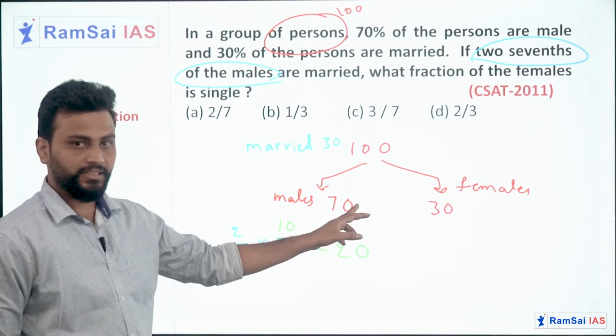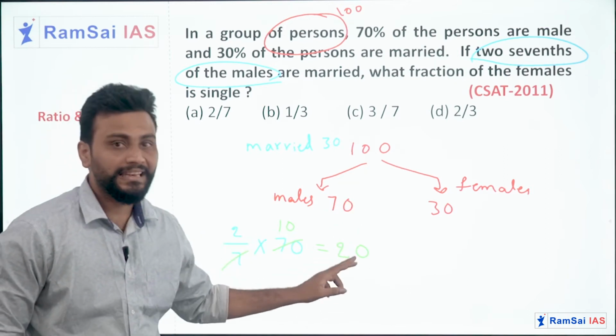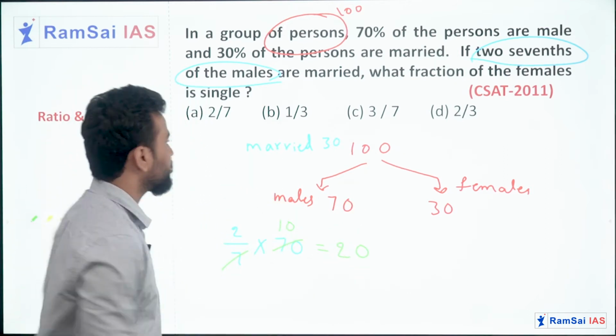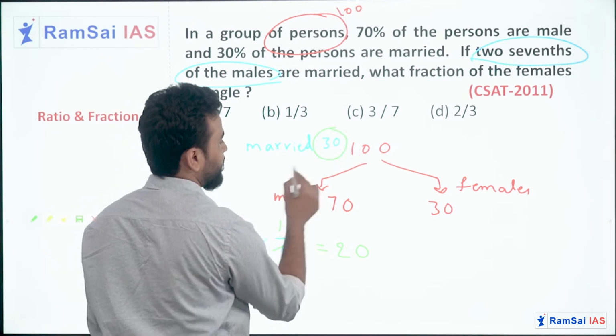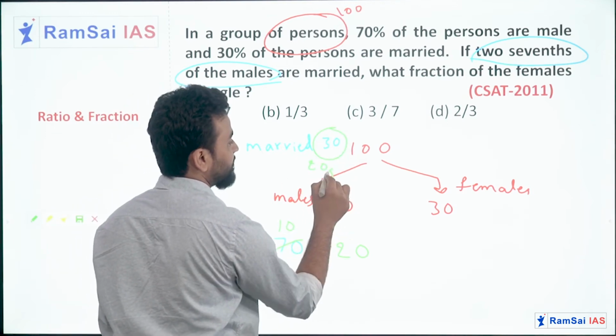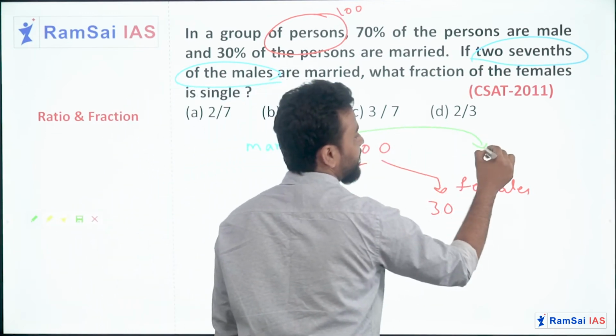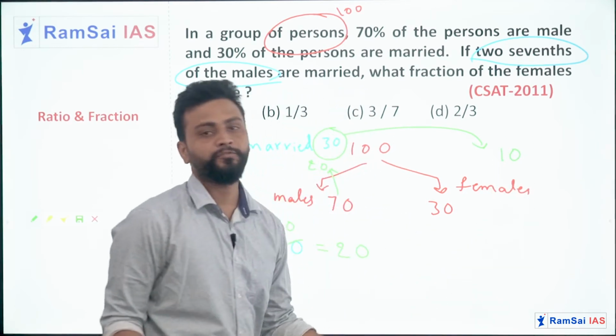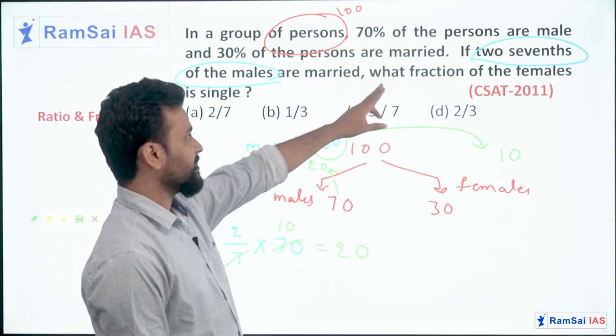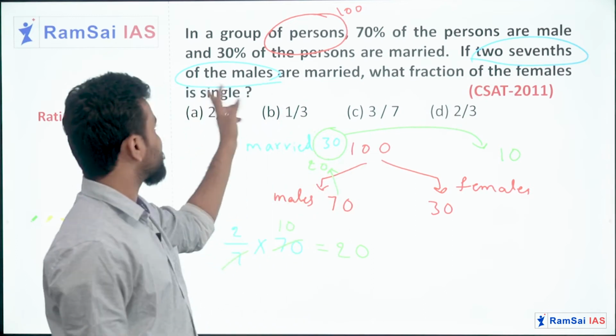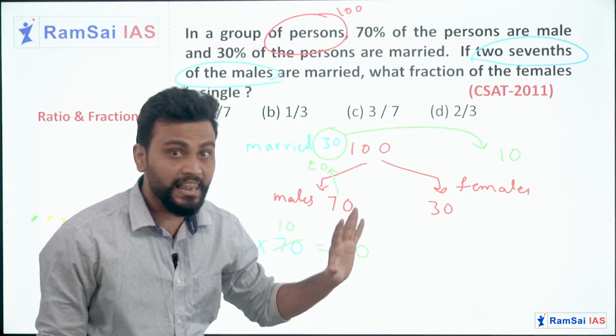Out of 70, 20 males are married. So out of 30 married people, 20 are males only. So the remaining 10 married people are females. Now what is our question? What fraction of the females is single, not married?